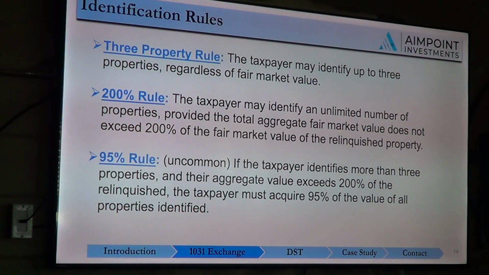Seems like, if you're buying properties that have similar values, you get more out of the 3 property rule than the 200% rule, which would be about 2 properties. Can you explain more why you favor that second approach?